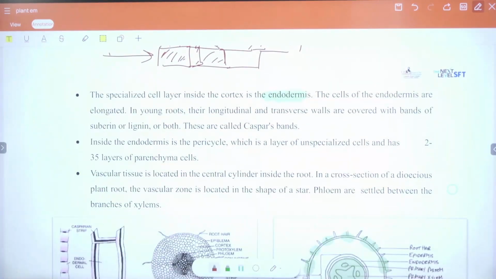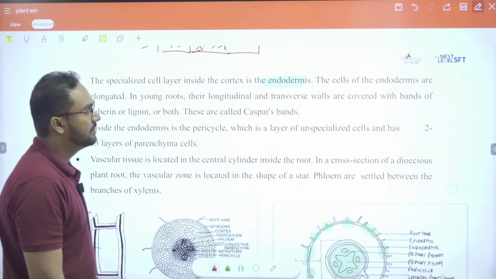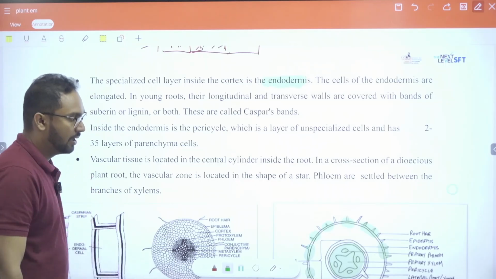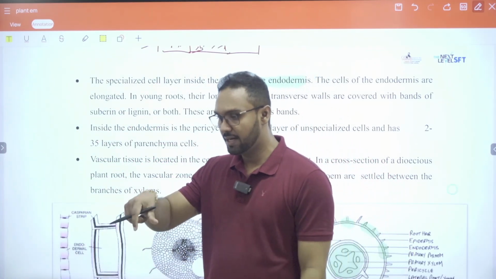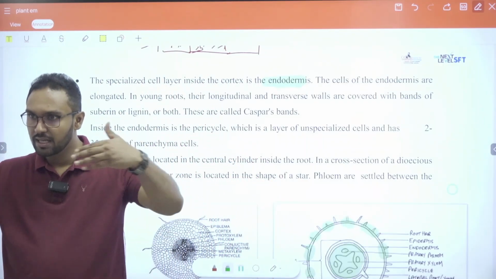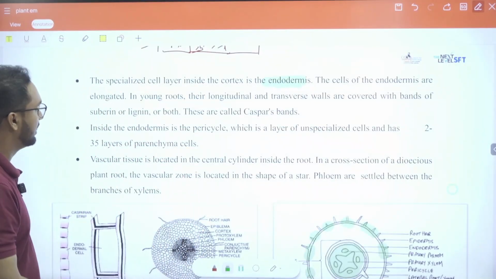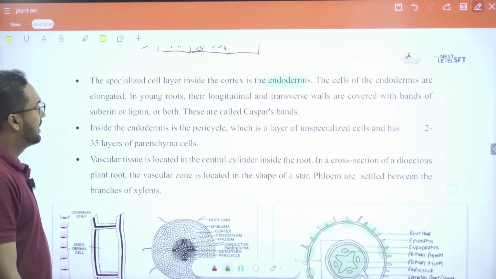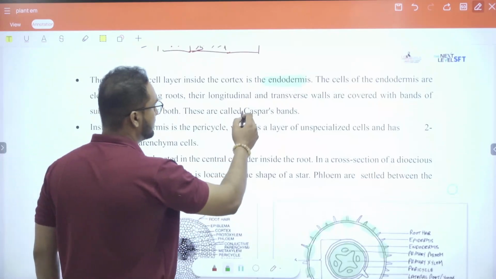The cells of the endodermis are elongated in young roots. The longitudinal and transverse walls are covered with bands of suberin and lignin. ඒක තමයි radial විදියට කියන්නේ, මේ root එකේ radial water transferring කරන්නේ ඒකෙන්. radially මැදට අරන් යන්නේ. වෙන තැන් වලට යන්න දෙන්නේ නැහැ. accumulate වෙන්න දෙන්නේ නැහැ. In young roots, their longitudinal and transverse walls are covered with the bands of suberin or lignin or both. These are called the Caspar bands.